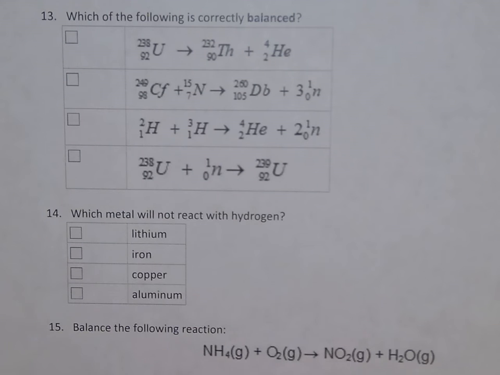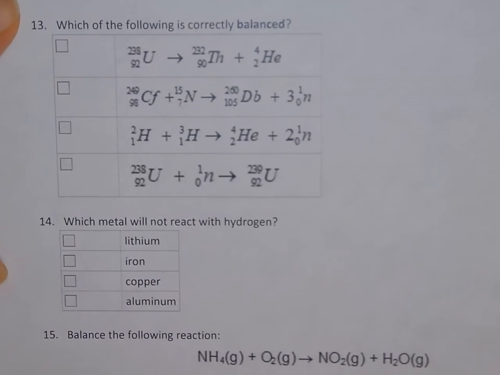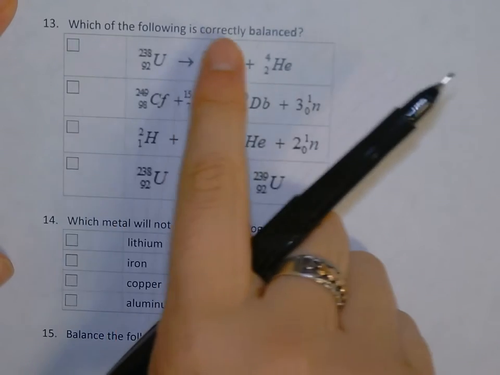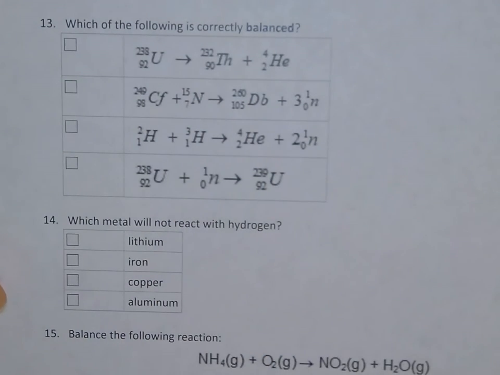All right, we're down to the last section of this review. Cool. So, number 13, which of the following is correctly balanced? You already know that the mass numbers and the atomic numbers have to match each other on both the reactant and the product side. So let's start figuring this out.